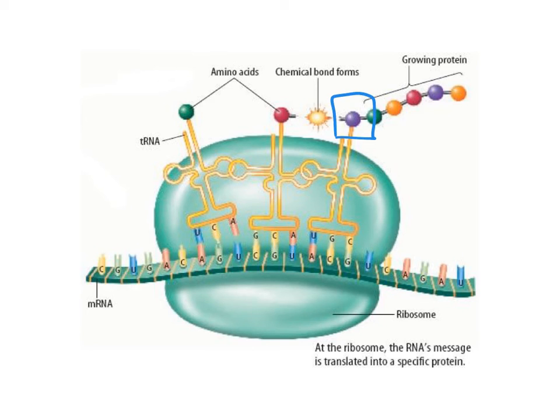So this amino acid would be threonine, this would be arginine, and this would be serine based on the codons that we see down at the bottom. And so this growing protein over here on the right, the amino acids that are brought in, we find the code for those down here on the RNA.